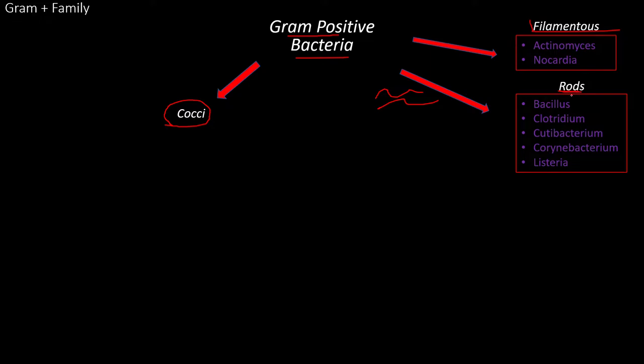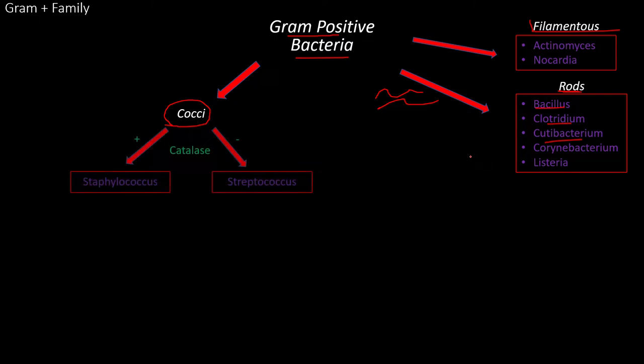The rods, though, these are important to know, because these, like Bacillus, like Clostridium, like Cutibacterium even, are common enough that you should know about them, okay? So there's a bunch of names here. How are you going to remember them? Here's a little algorithm I made for you.